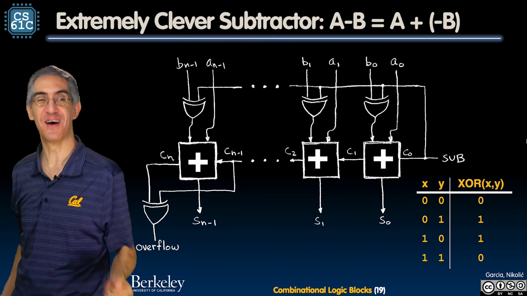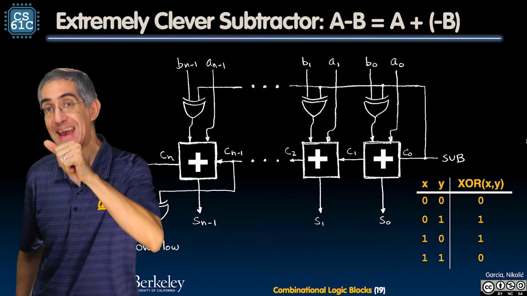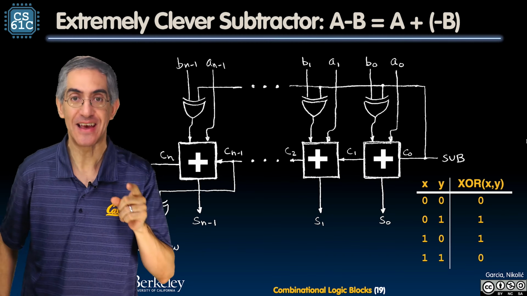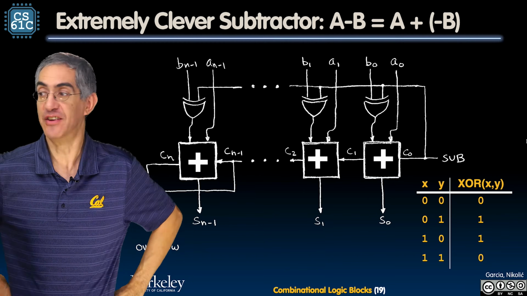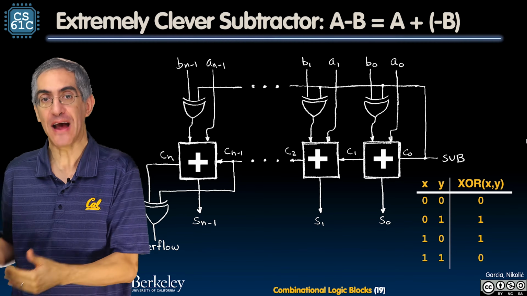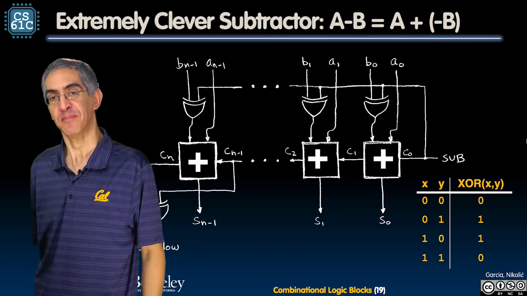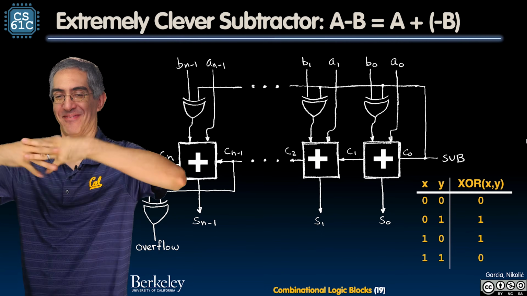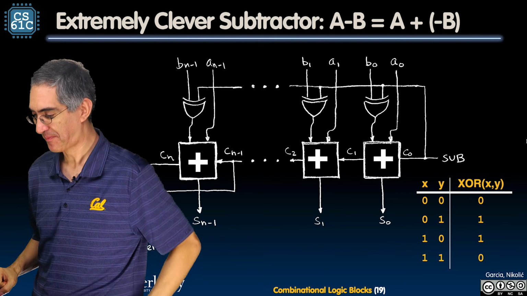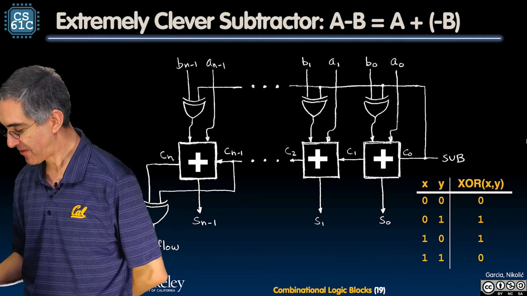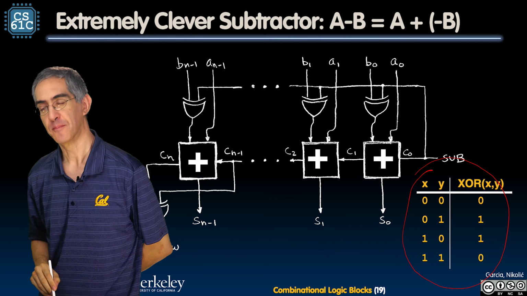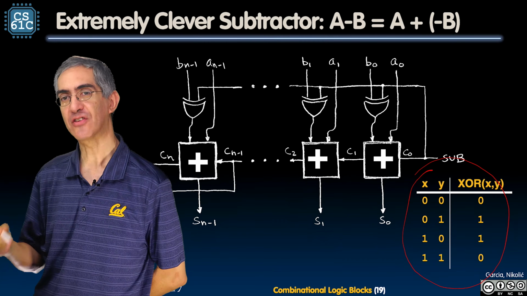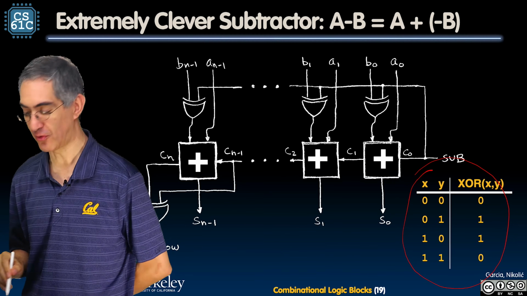Here's the big idea, I love this idea. A minus B is the same as A plus negative B. But how does that embody itself in the circuit? See this little truth table? It's an XOR. Do you remember that slide I showed you before? I actually probably showed you this truth table.